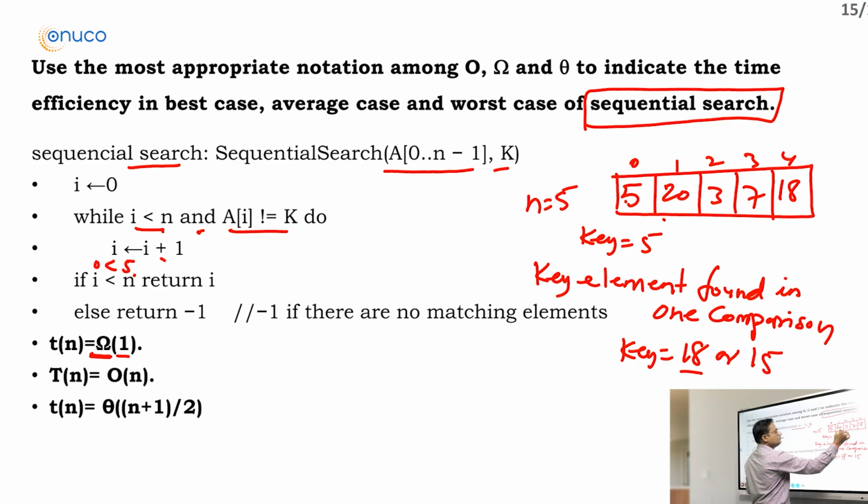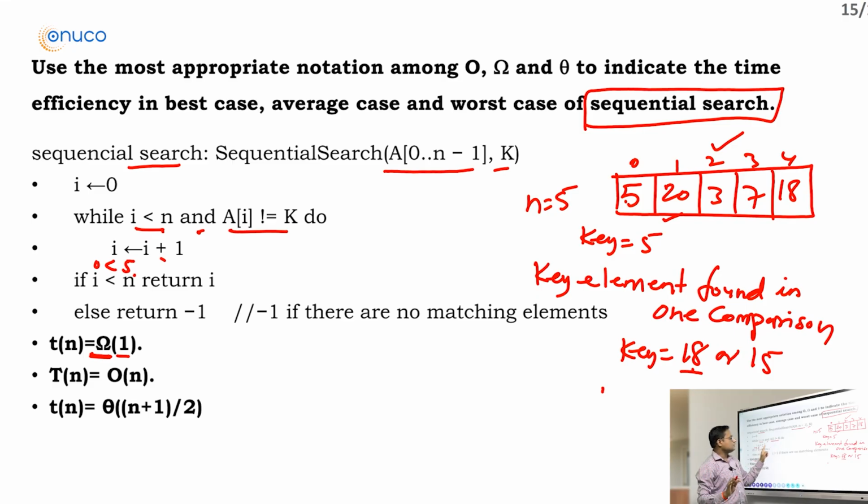Now I came to the first position. Again, is 1 less than 5? Yes. A of 1 is 20. Is 20 equal to 18? 20 is not equal to 18. So again this is true. I is equal to I plus 1. I increases, I came to 2. A of 2 is 3. Is 3 equal to 18? No. The condition is true: 3 is less than 5 and 3 is not equal to 18.